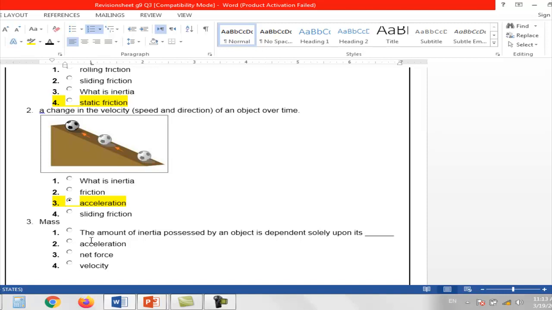Mass. The amount of inertia possessed by an object depends on its mass, or acceleration, or net force, or velocity. So number three, it will be the amount of inertia possessed by an object depends on its mass. Excellent. So number three, it will be 1.